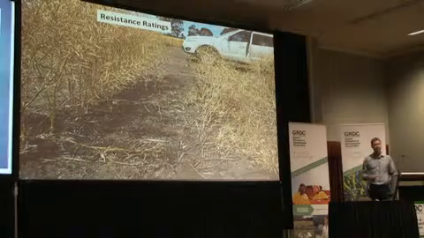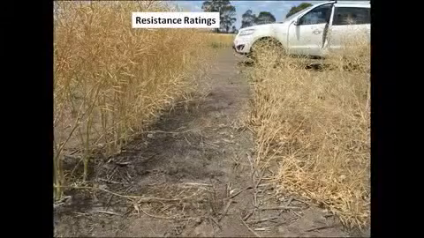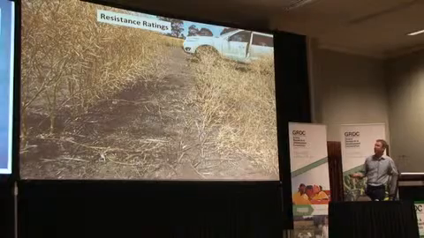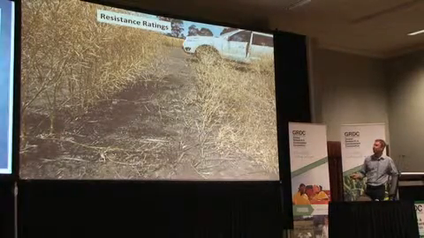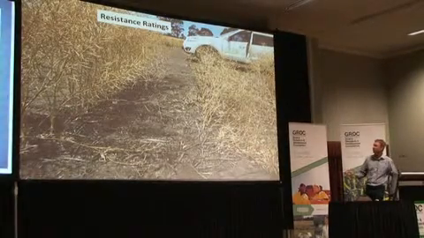The next control mechanism, and probably by far the most effective, is still the resistance ratings. So we put out the new resistance ratings each year. This is the 2012 disease nursery near Horsham. And you can see basically all we do is we sow each cultivar in a row, and then at the end of the year we assess whether it looks like this and it's got very good resistance, or it looks like that and it hasn't.